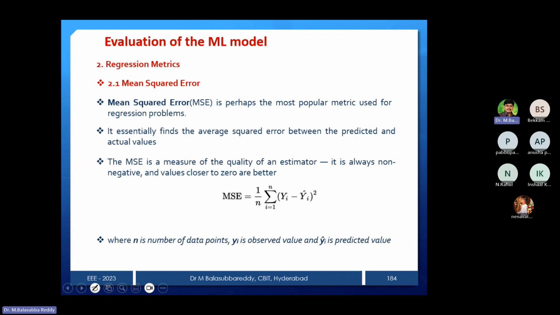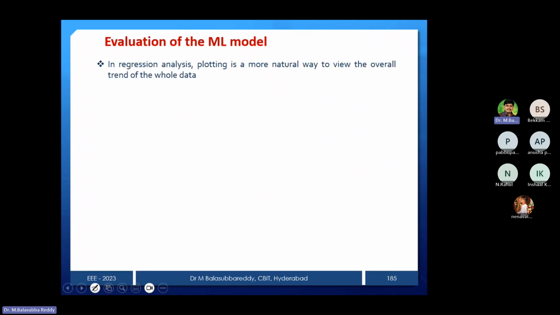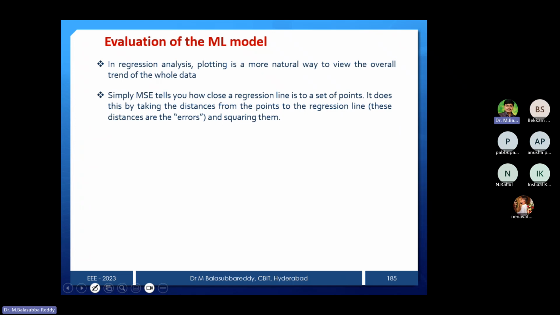N is the number of data points or instances, yn is the observed value, and yn cap is the predicted value. So if both are the same, we get 0 mean squared error. If any deviation is there, that shows up as mean squared error. And that is one of the parameters to measure the regression problem.